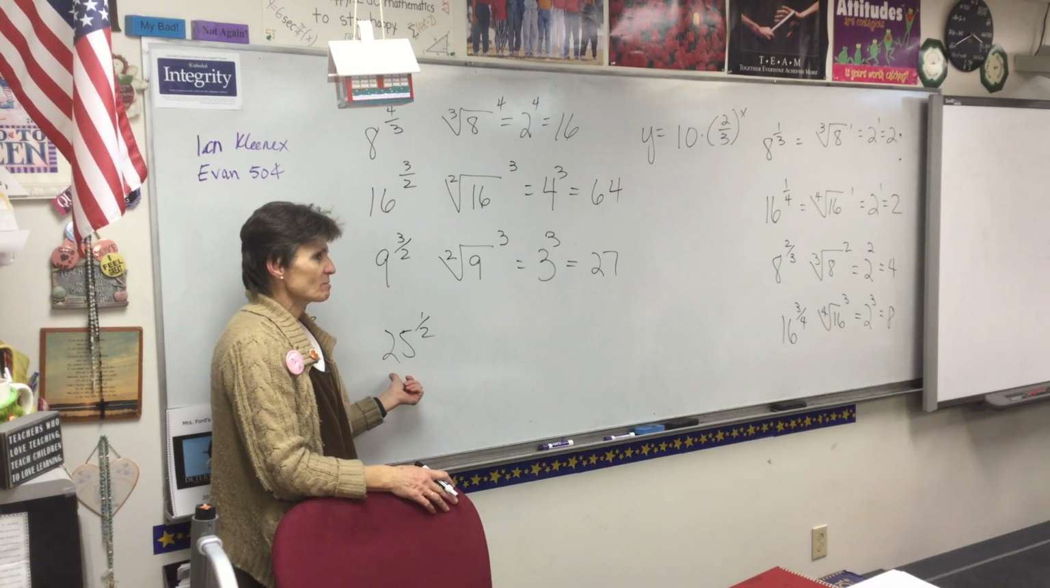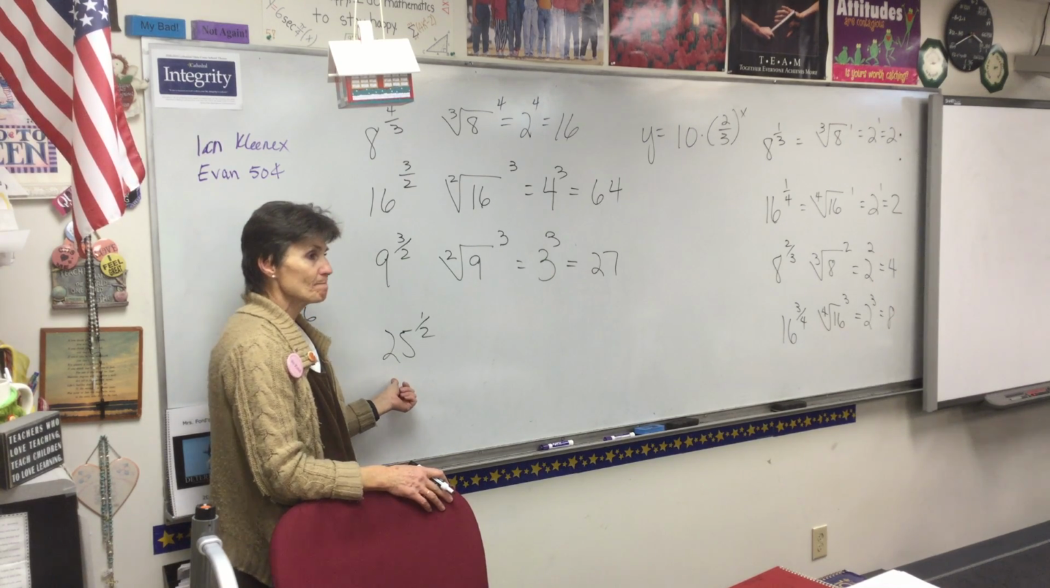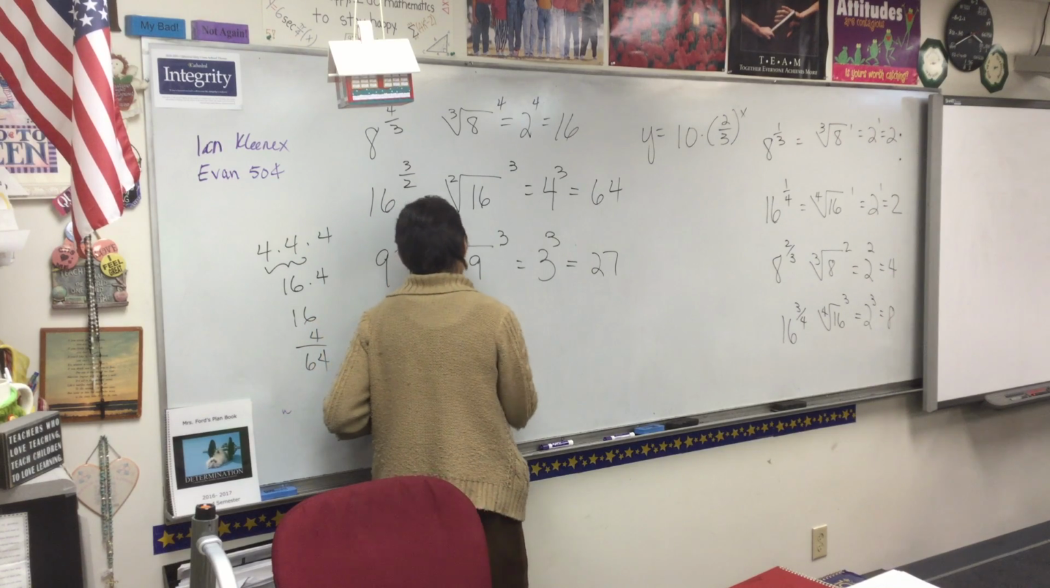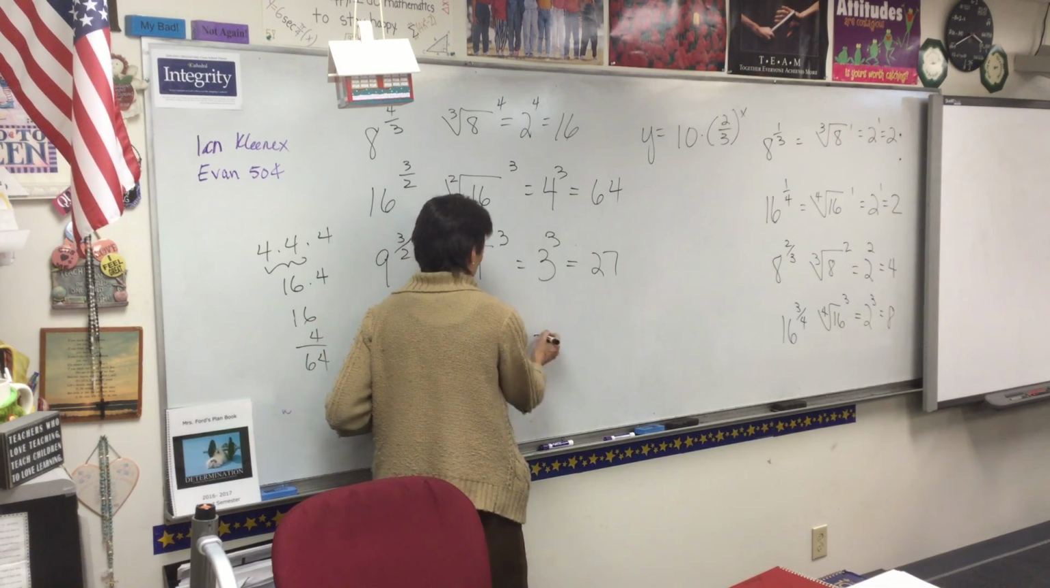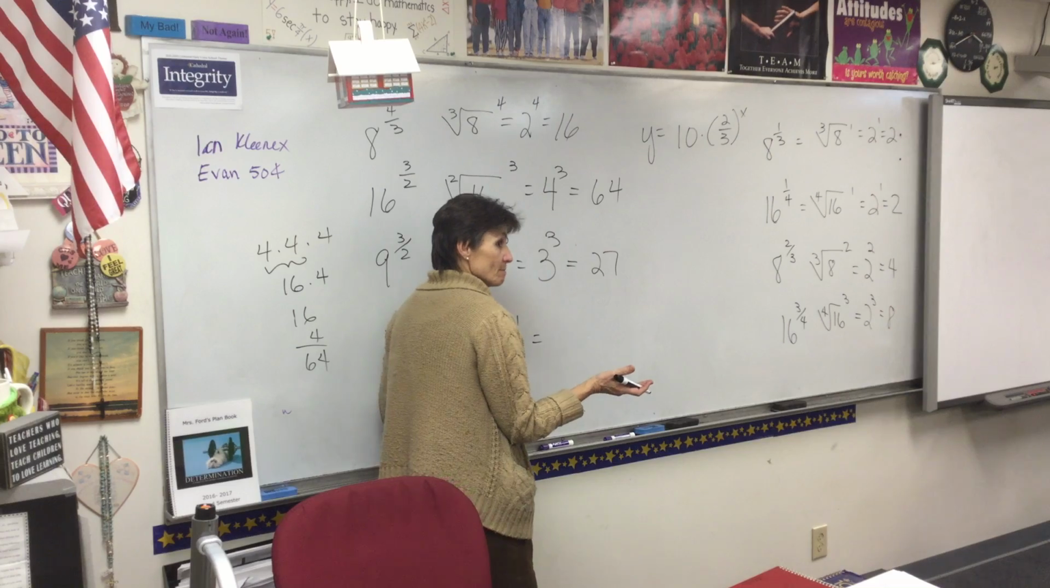All right, and finally, this one kind of easy. What does this one say, Christina? Square root of 25. It says the square root of 25 to the 1st, which is 5.